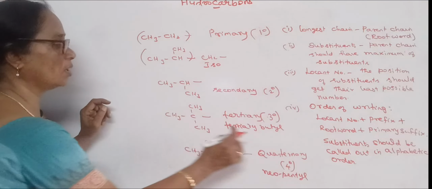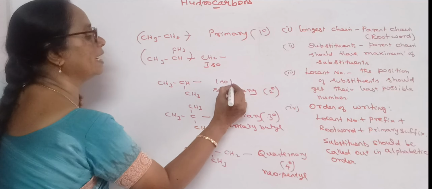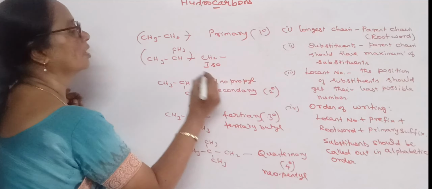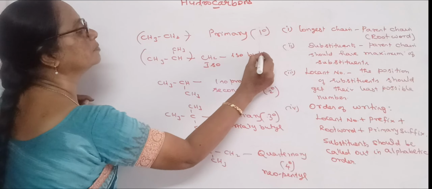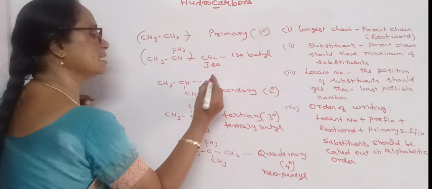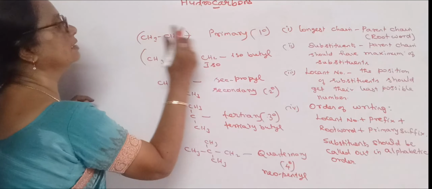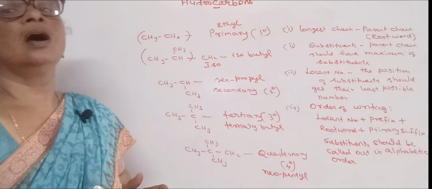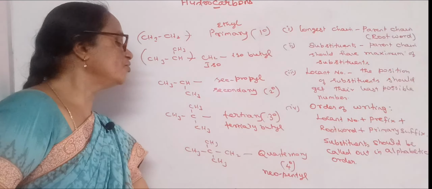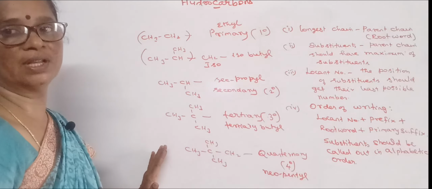As it has 4 carbon, tertiary butyl. This is 3 carbon, so we can write isopropyl. And here it is isobutyl. This you can write as secondary propyl. And this is ethyl. That's all. That is how the alkyl forms of different isomeric structures are given.